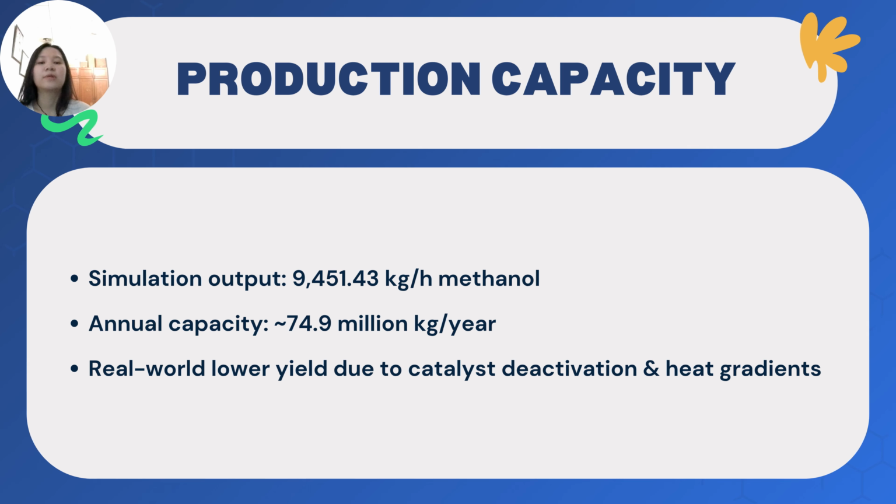Last, let us talk about the production capacity. From the Symmetry simulation, we get the methanol output to be 9,451.43 kg per hour. However, in real life, we will get the annual capacity of methanol production to be approximately 74.9 million kg per year. After calculating and comparing, we will see that the annual capacity in real life will be lower than the simulation. This is because in real life, we will get the lower yield because of the catalyst deactivation and heat gradient.